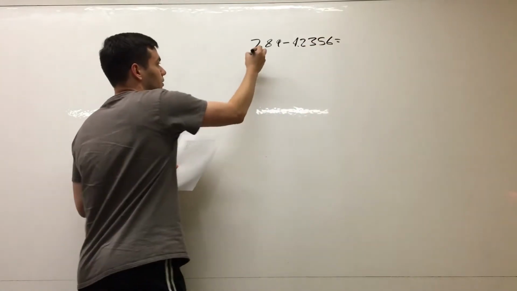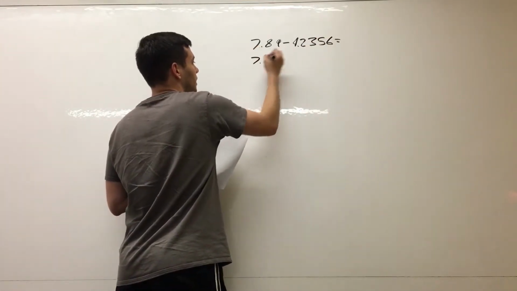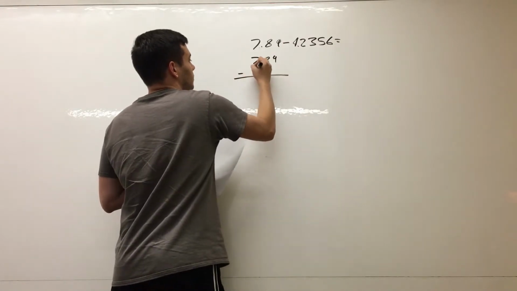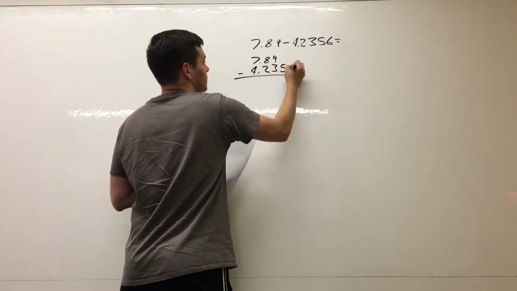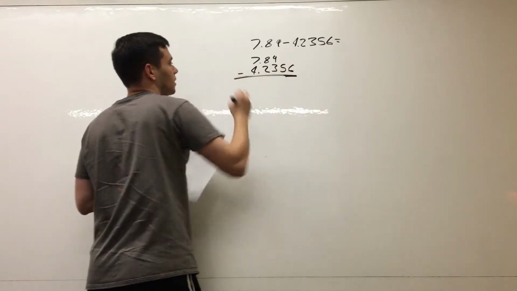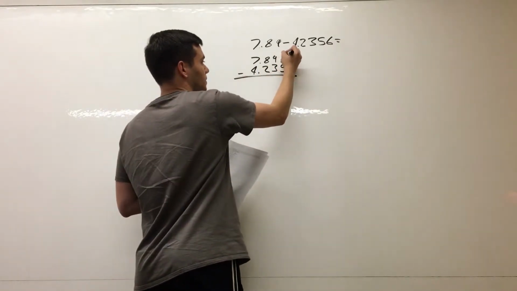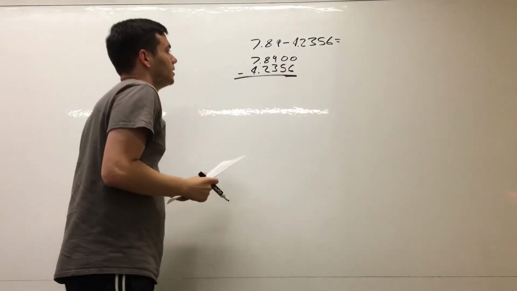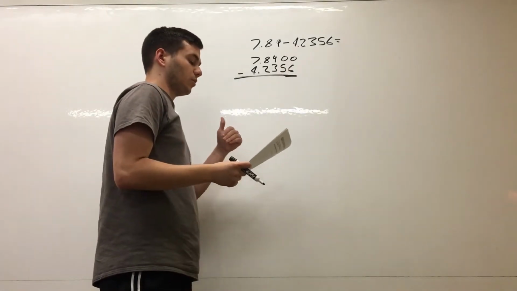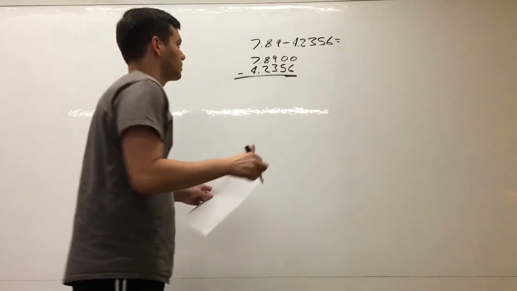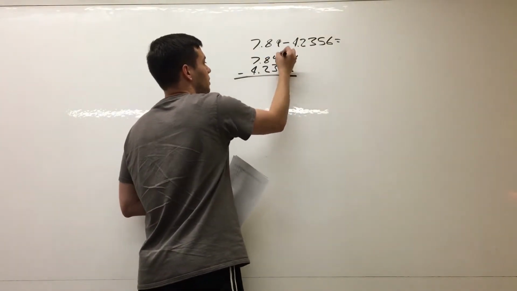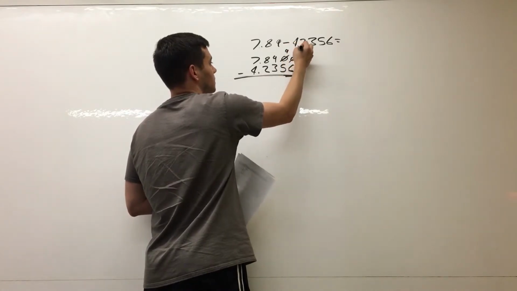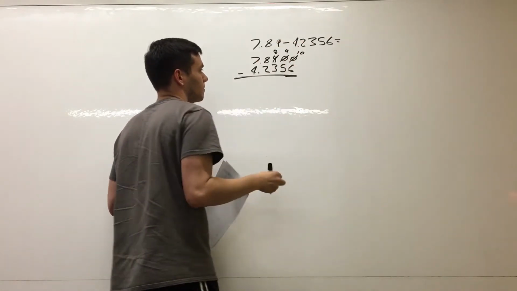Alright, so 8.89, 4.235.6, and again, just fill in with zeros. Alright, so just like you would with regular subtracting, we're going to regroup here. So now you can't take 1 from 0, so you go to the next number, and this one becomes 9, this one becomes 10, and this one becomes 8.